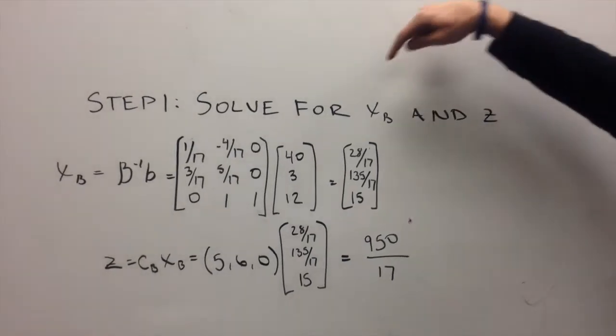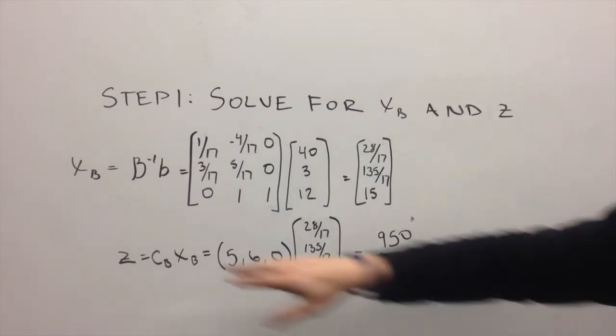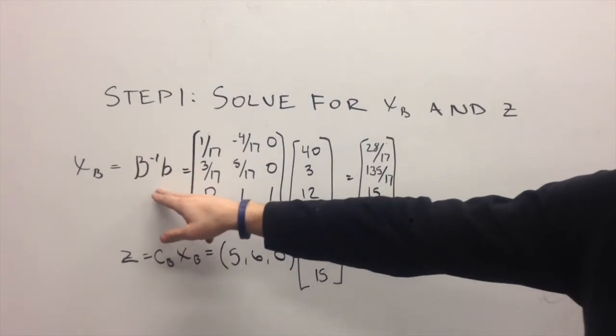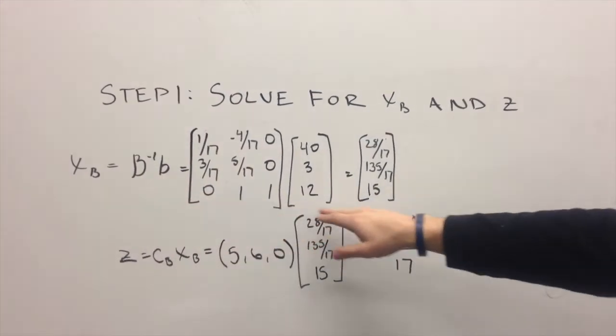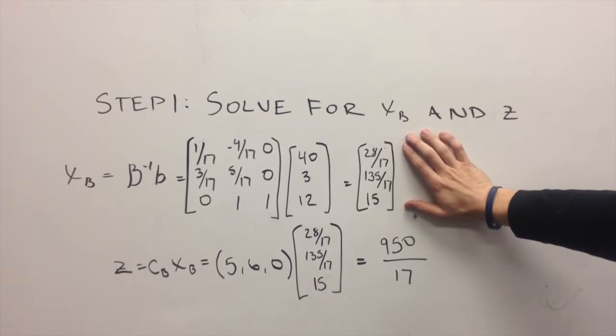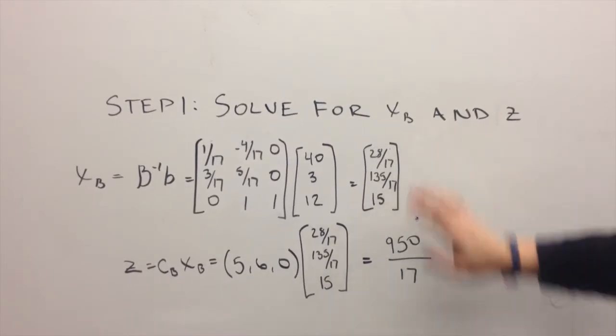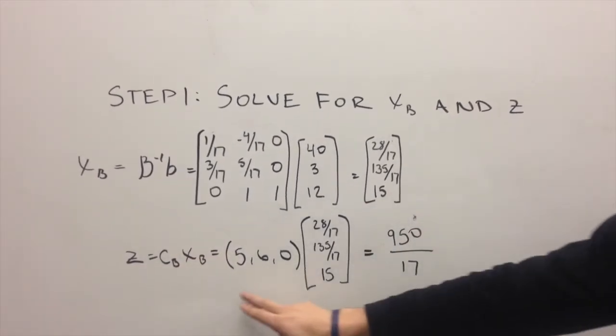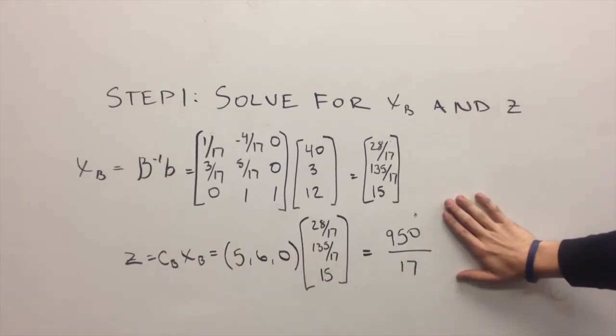So in step 1, we're going to solve for xB and z again. Solving for xB, B inverse b, we plug and chug, get these numbers. This is our resulting xB matrix. We put that into z, we do the same thing, and this is our value for z.